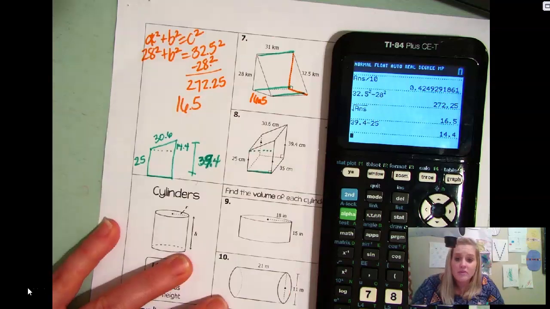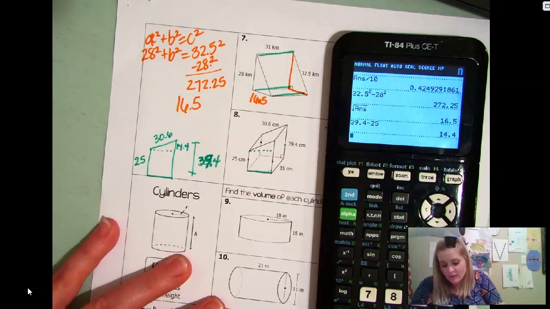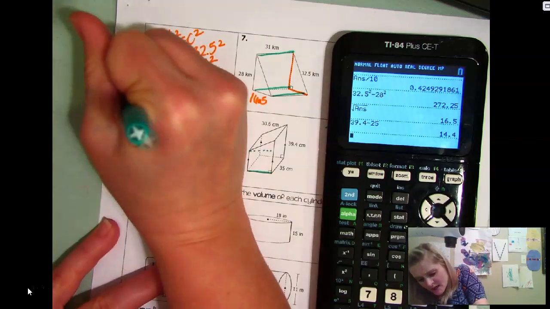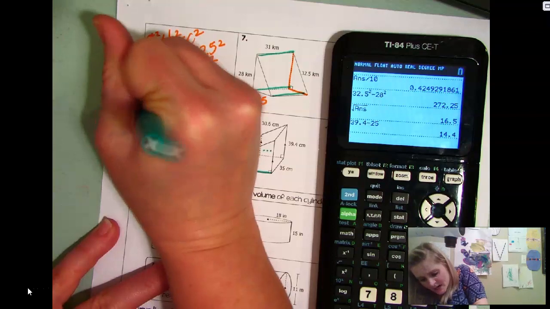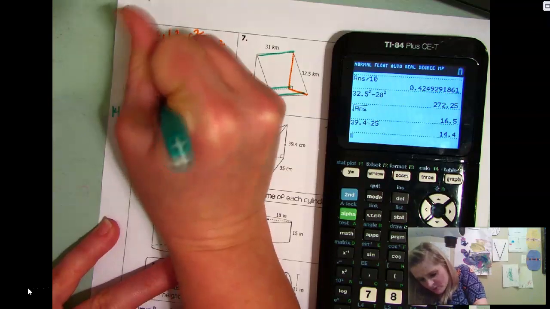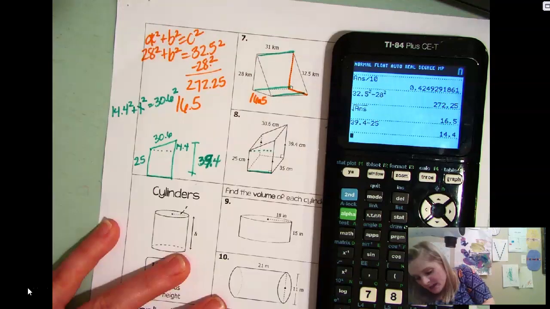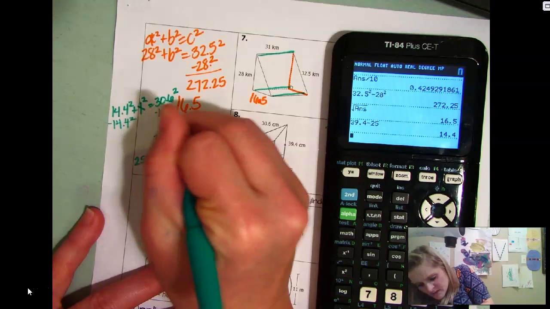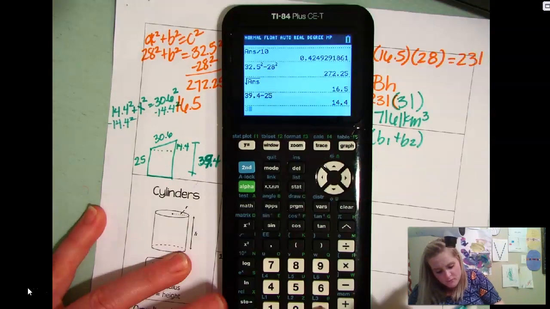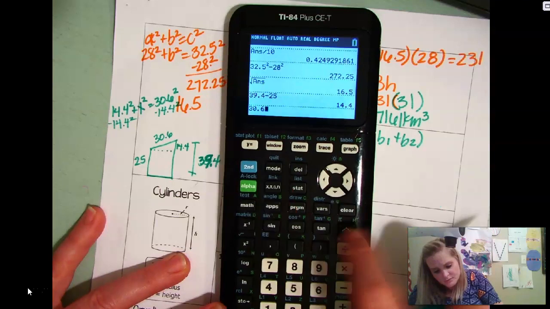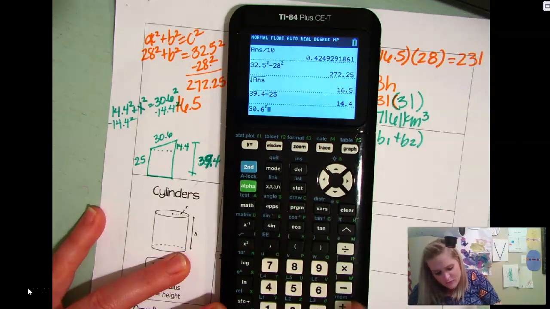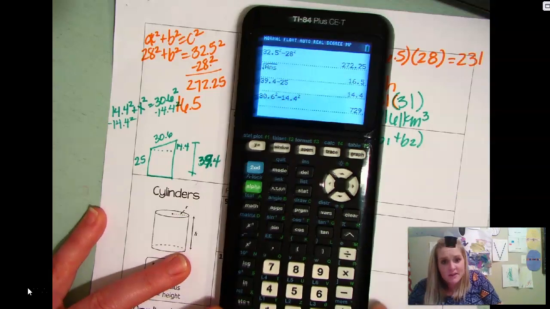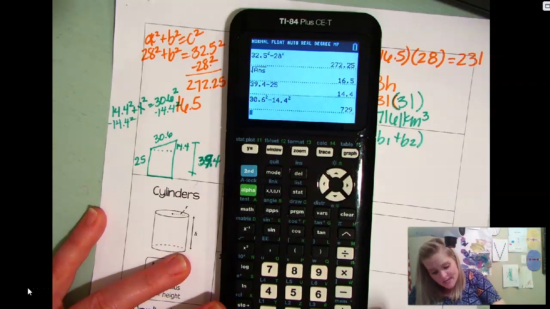They also told us our hypotenuse is 30.6. So we need to find the other leg. That's what we're looking for. So again, we're going to do the Pythagorean theorem. 14.4 squared plus x squared equals the hypotenuse, which is 30.6 squared. I'm going to subtract that. So I've got 30.6 squared minus 14.4 squared. That's going to give me 729, and then I'm going to take the square root of that.